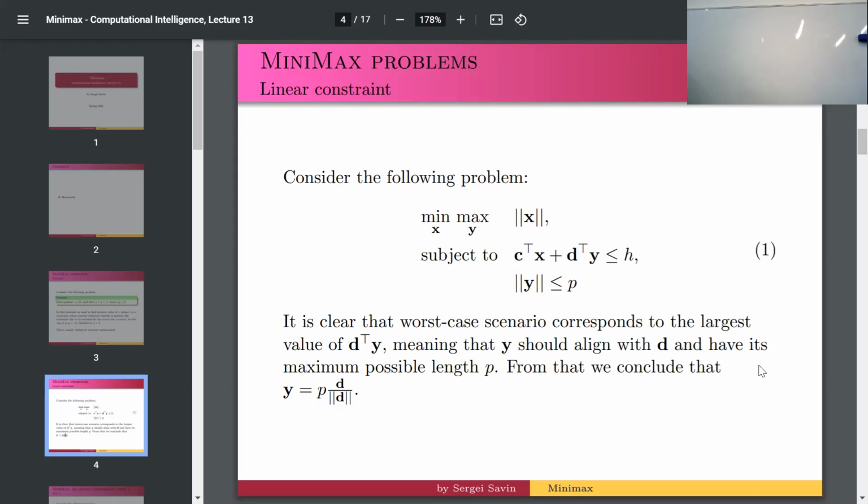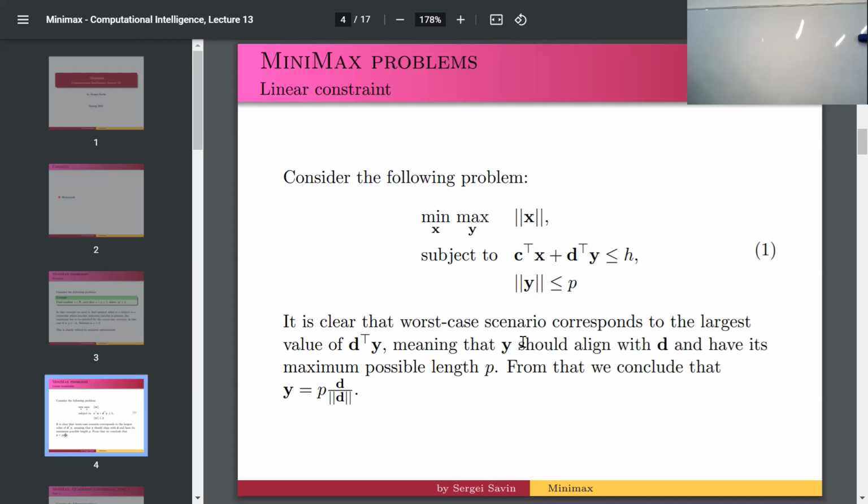Okay. What is the situation here? Our situation is very simple. You have two components, two scalars. One scalar is c times x, the scalar product of c and x. And the second scalar is d times y, a scalar product in both cases. c times x depends on our choice of x. d times y depends on what our opponent will choose as y. And it will be the worst case for us, whatever we choose for x. In this case, actually, we can say what the worst case scenario is. It is when y is collinear with d. Why? Well, this constraint says it should be less than or equal to h, right? Should be less than or equal to h.